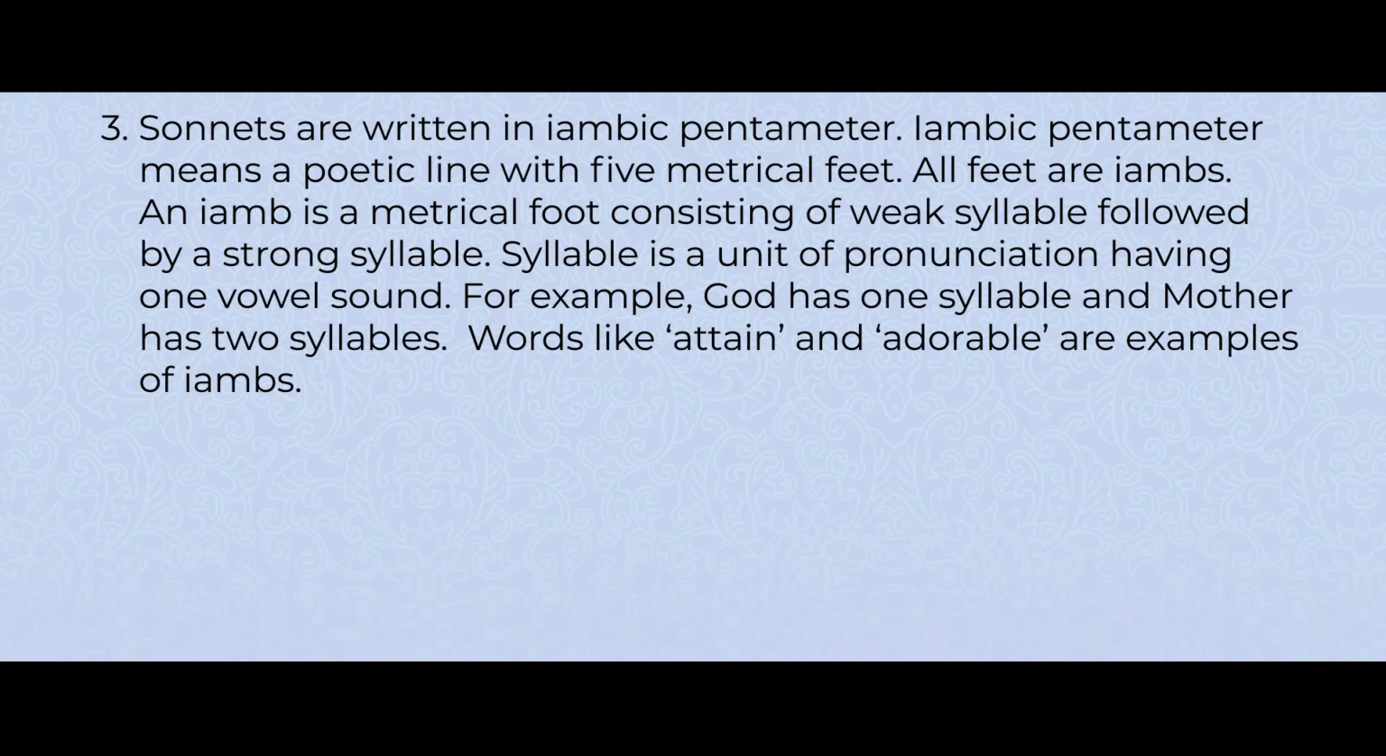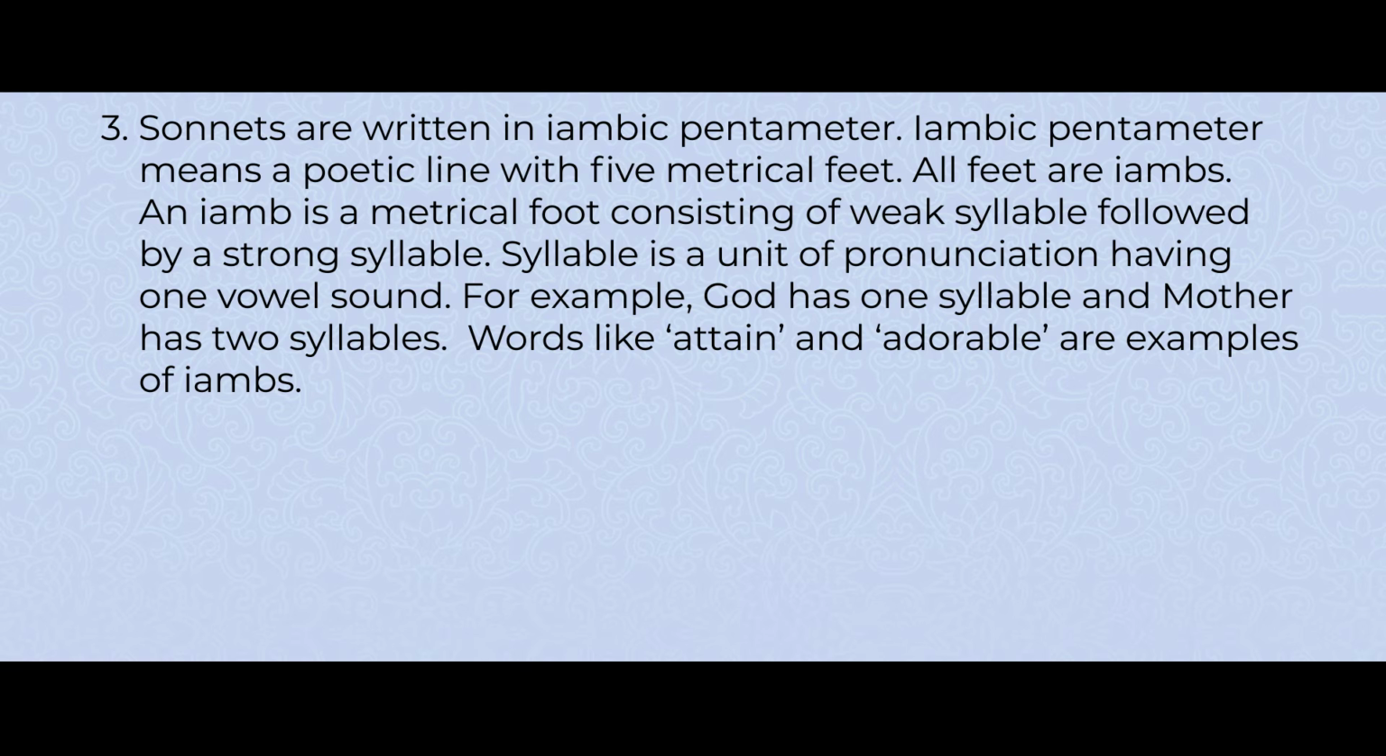The third characteristic of Shakespearean sonnets is that they are written in iambic pentameter. Iambic pentameter is a poetic line with 5 metrical feet. All feet are iambs. An iamb is a metrical foot consisting of an unstressed syllable followed by a stressed syllable. A syllable is a unit of pronunciation having one vowel sound and can be said in one breath.